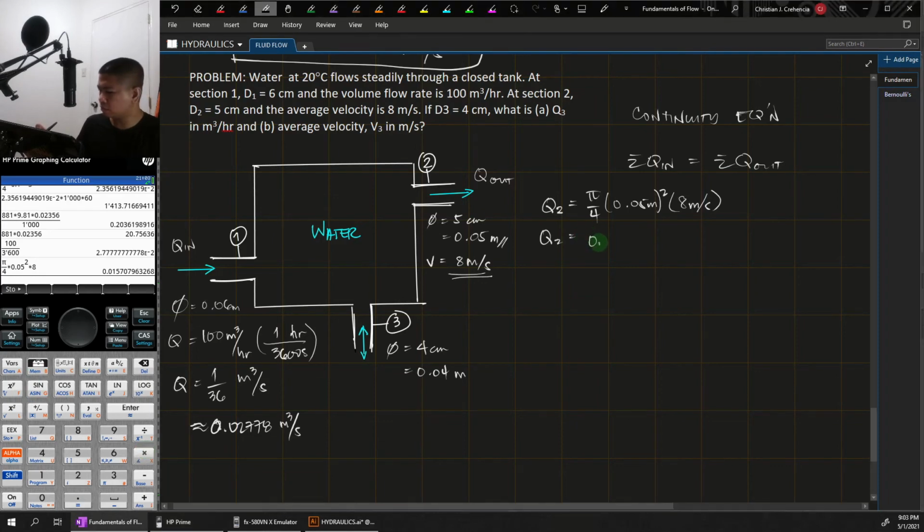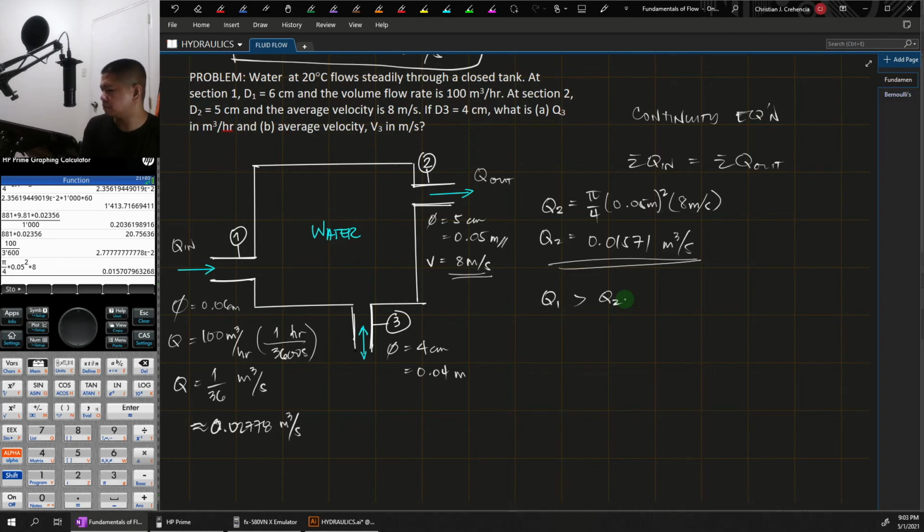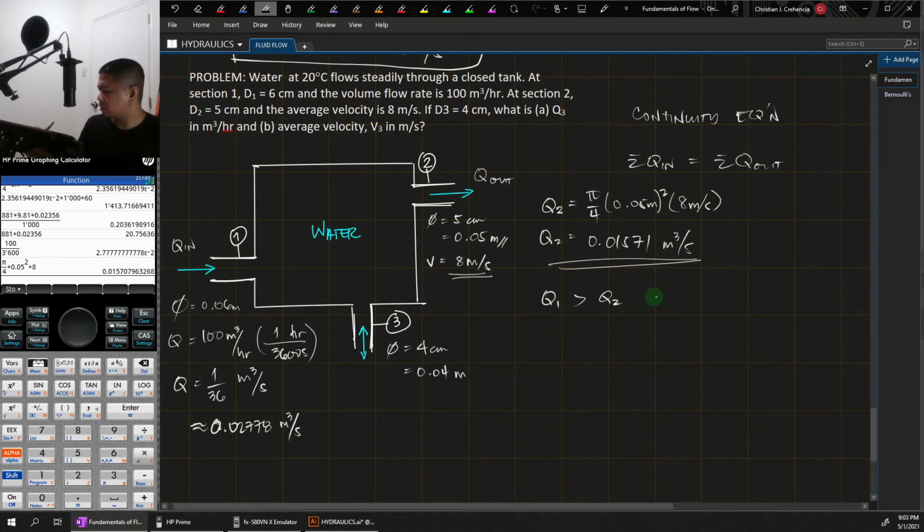And so this is 0.01571 cubic meter per second. So, if i-compare natin, Q1 is greater than Q2. Okay? So, mas malaki yung inflow kaysa sa outflow ng 0.2. So, meaning, kailangan pa natin ng additional discharge para ma-satisfy natin yung summation ng inflow and outflow.